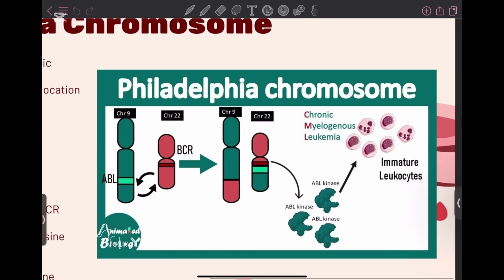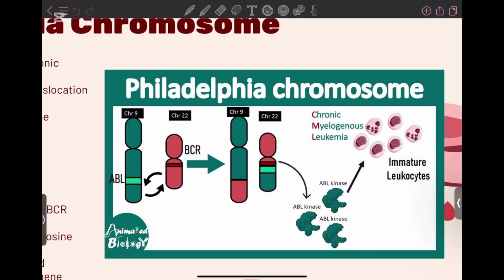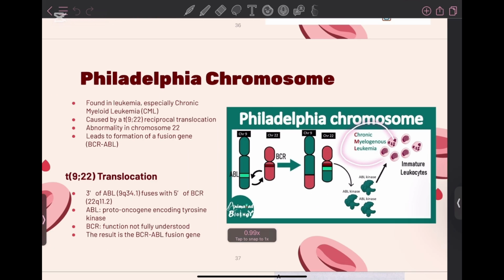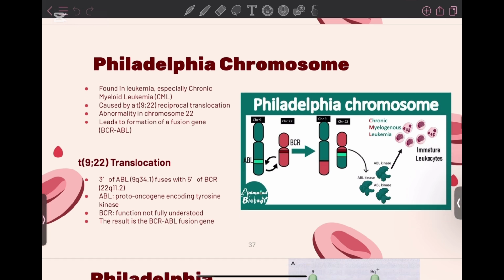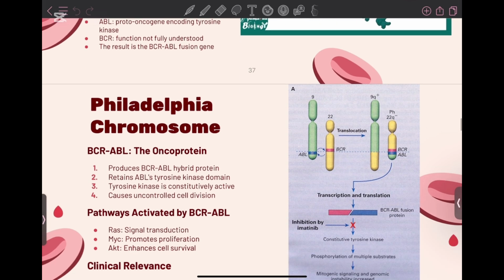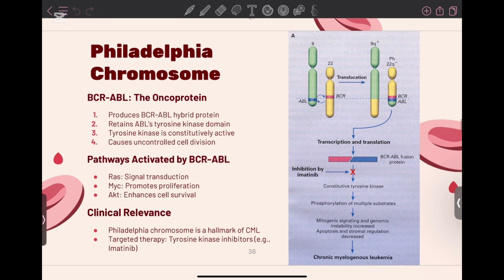A Philadelphia chromosome results when the ABL segment on chromosome number 9 translocates and fuses with the BCR segment on chromosome number 22, resulting in chronic myeloid leukemia. Okay, and it's basically a translocation type of mutation. Now, if we were to look at how this chromosome leads to CML, you can see that it is going to produce a hybrid protein.